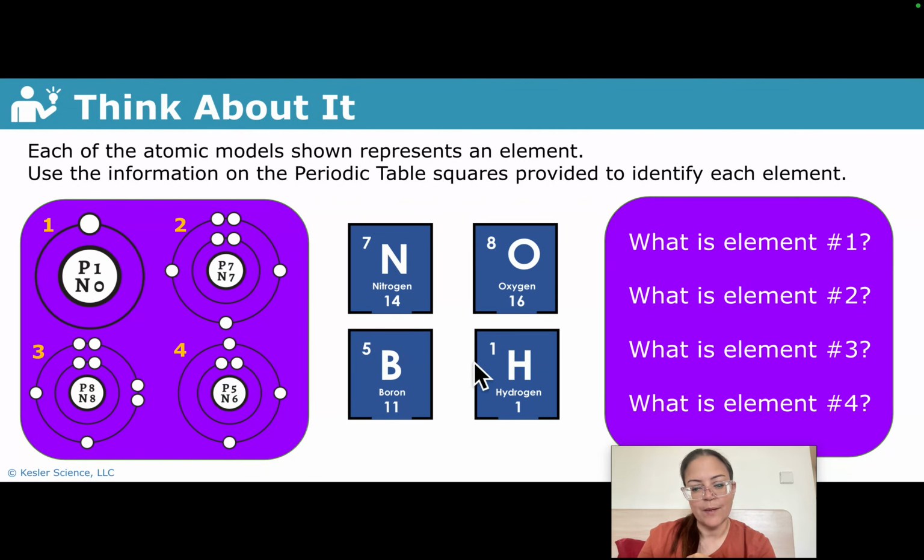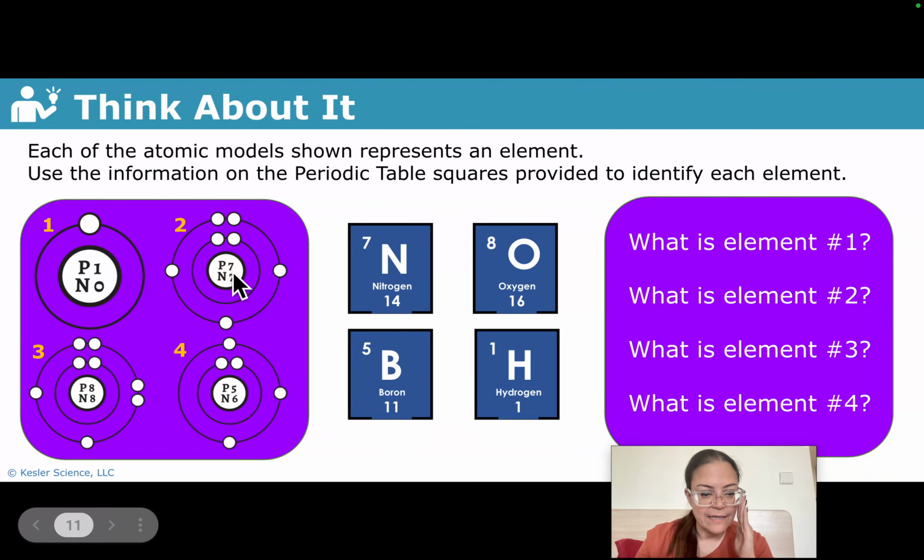This one has an atomic mass of 1, so that means it has 1 proton. Its atomic number is 1. Its atomic mass is also 1, which means there is 1 proton and no neutrons, because the mass is 1. If you subtract the protons from the mass, there's 0. So this one here is hydrogen.